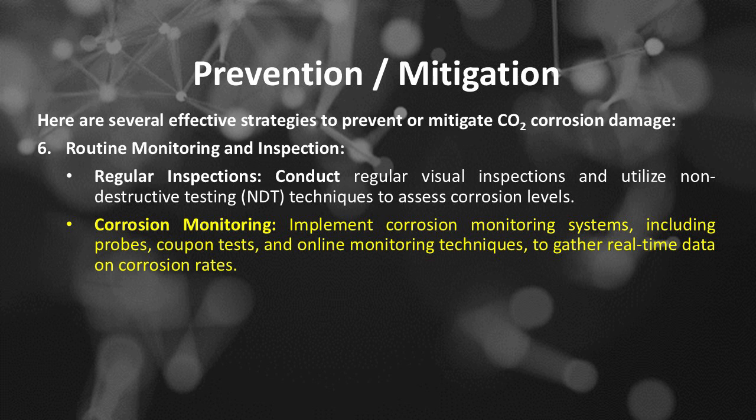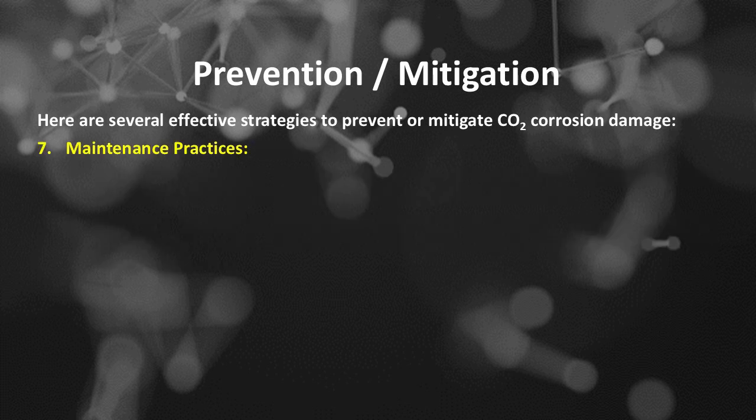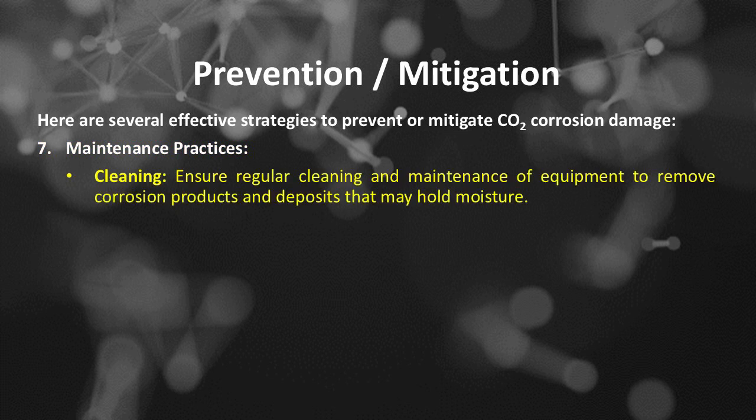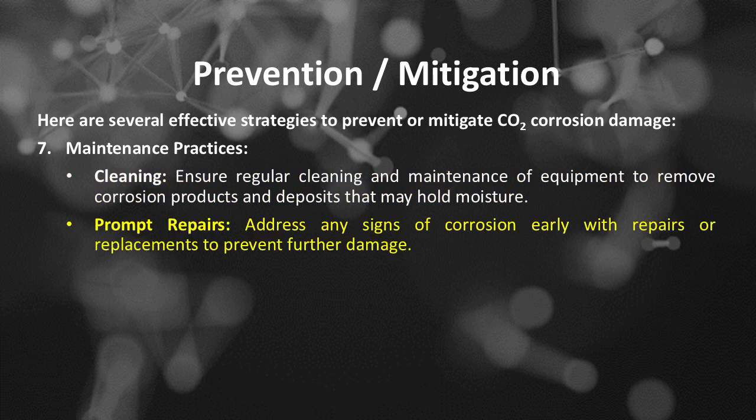Implement corrosion monitoring systems, including probes, coupon tests, and online monitoring techniques, to gather real-time data on corrosion rates. Number 7 is maintenance practices. Cleaning. Ensure regular cleaning and maintenance of equipment to remove corrosion products and deposits that may hold moisture. Prompt repairs. Address any signs of corrosion early with repairs or replacements to prevent further damage.